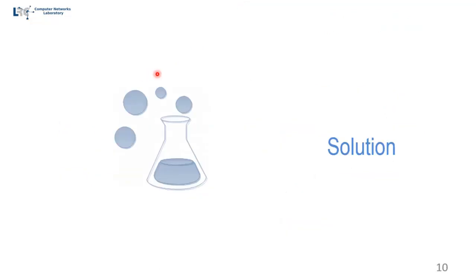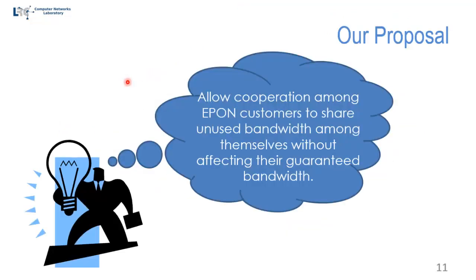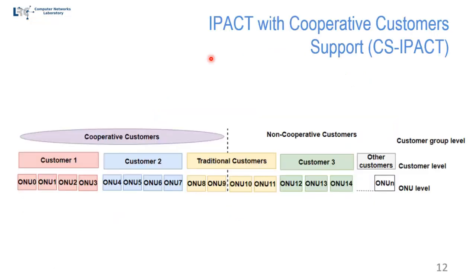Now let me explain the solution. So our proposal is to allow EPON customers to share the unused bandwidth among themselves without affecting their guaranteed bandwidth. Thus, the proposed algorithm can support cooperation among customers. The proposed DBA algorithm is called IPAC with Cooperative Customer Support, CS-IPAC. In this proposal, a customer can join a cooperative group to share the unused bandwidth with other customers that belong to the same group. Moreover, the proposed DBA allows bandwidth sharing for three types of customers.